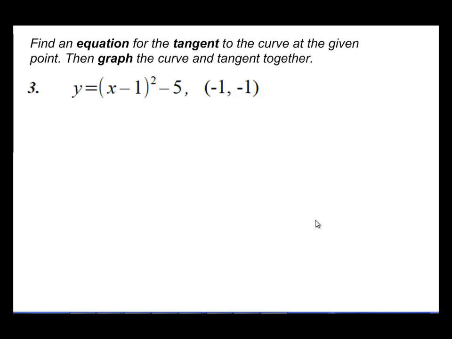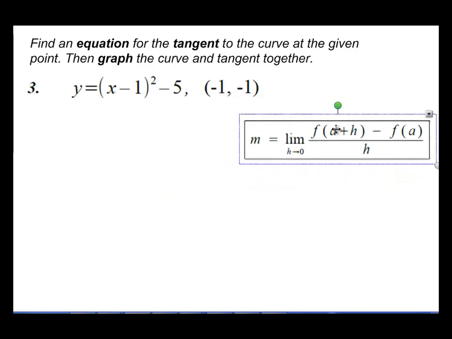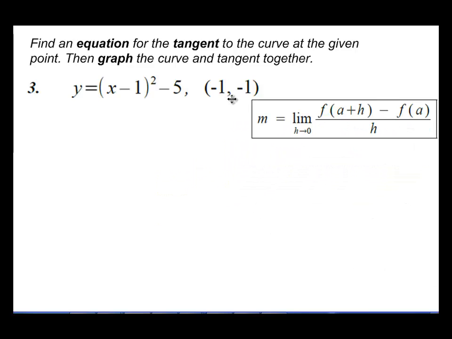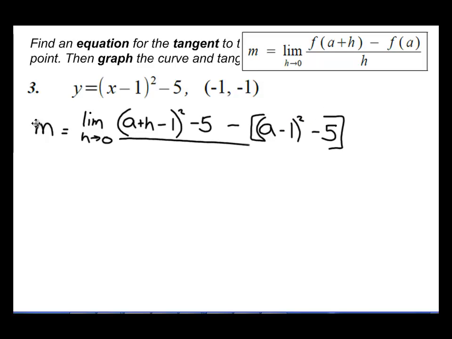Example 3, find an equation for the tangent to the curve at a given point, then graph the curve and tangent together. Still using the same definition of slope, we will take the curve and calculate the slope at this point. Slope is equal to the limit as h goes to 0. So here I've set up the limit as h goes to 0.